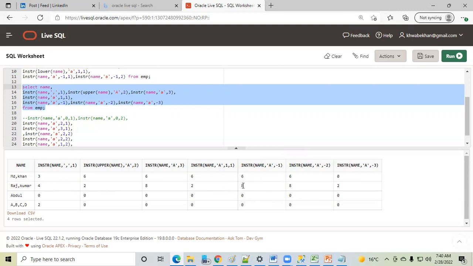Now start from here, 8. Sorry, this is coming 8. Why? Because we are counting from here: first, second, third, fourth, fifth, sixth, seventh, 8. This is 8, this is also correct. Similarly, this is coming in the same fashion. But when I have written INSTR name, A, comma, minus 3, okay, first of all, why is it 0?